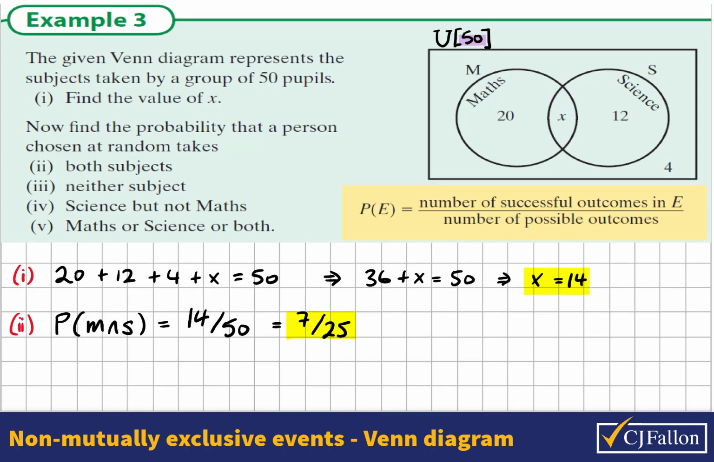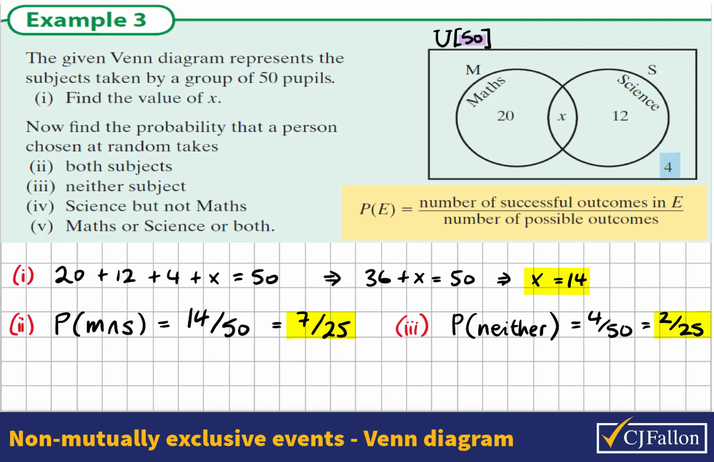Part 3, what's the probability that someone selected at random would study neither subject? Looking at the Venn diagram, we see that there are 4 people that study neither maths nor science. So 4 out of 50 is the probability they would study neither, and that's the same as 2 out of 25.